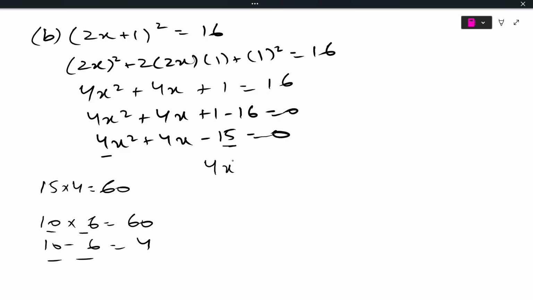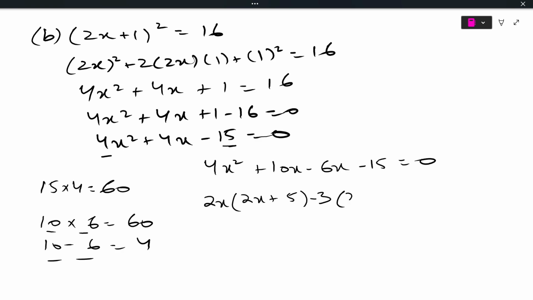So now let's do the middle term break. 4x square plus 10x minus 6x minus 15 is equal to 0. Now we're going to take common in these two, so that's going to be 2x. That's something I can take common, right? So it's going to be 2x plus 5. And over here I can do the same. I can take minus 3 as common, and I'll have 2x plus 5 on the inside, correct? And then 2x plus 5 is my first bracket, 2x minus 3 is going to be my second bracket.